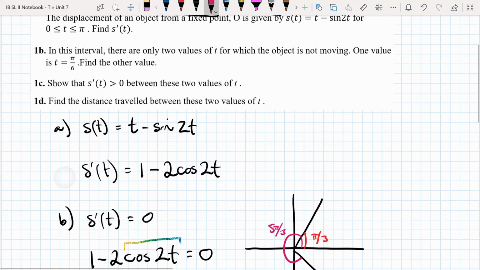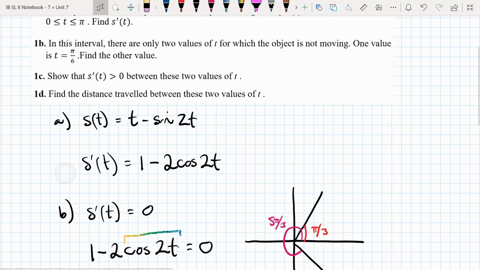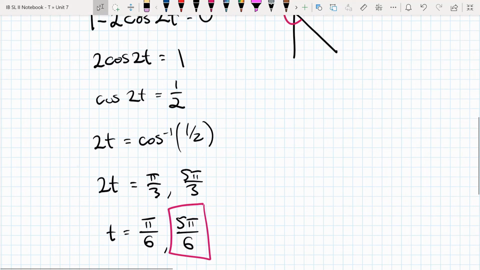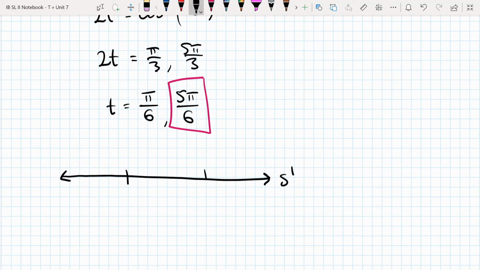So show that the value of the derivative is greater than 0 between these two values of t. So if we make a number line here, and this number line represents the sign of the first derivative, pi over 6, and then 5 pi over 6. The critical points are going to be the tick marks on the number line, and then the value of the first derivative will stay the same sign for each of these intervals, or these regions right here.